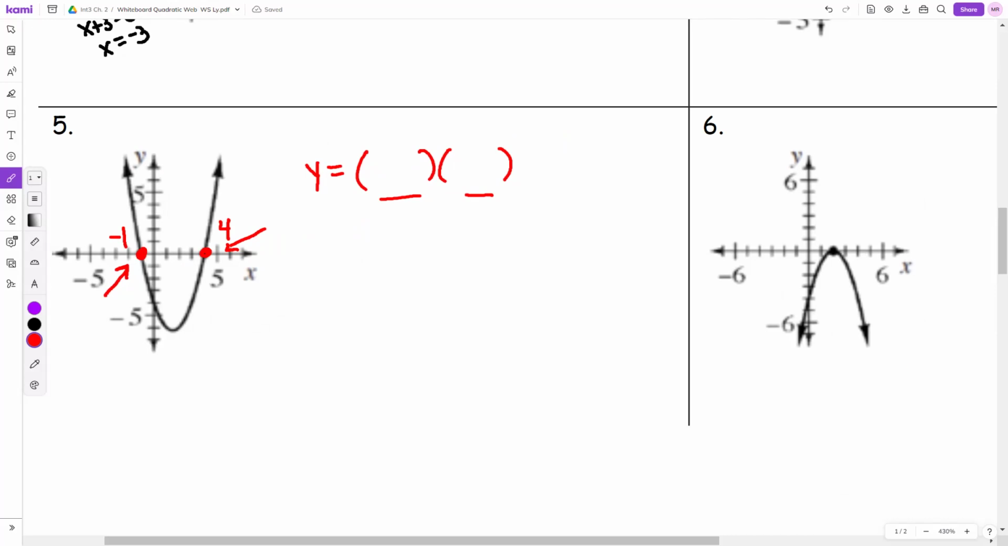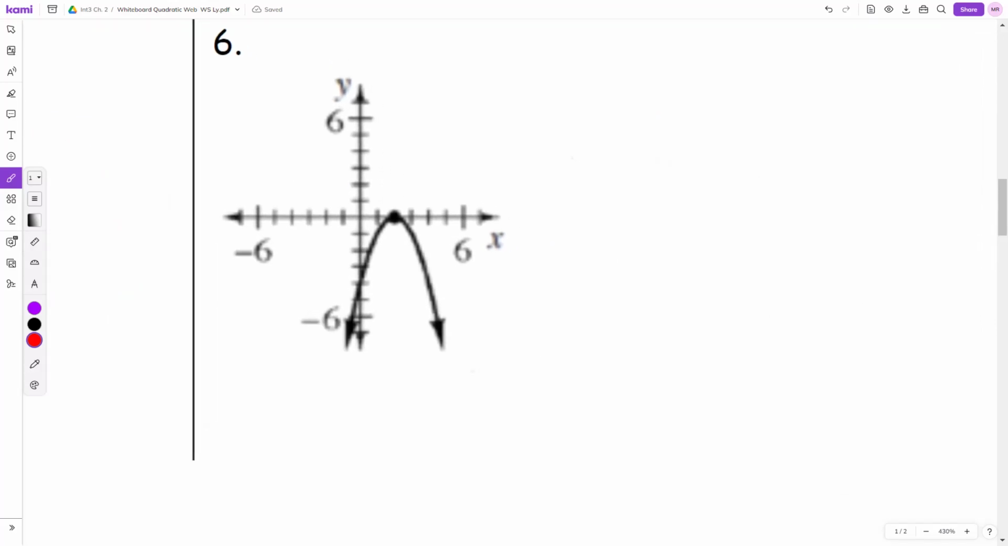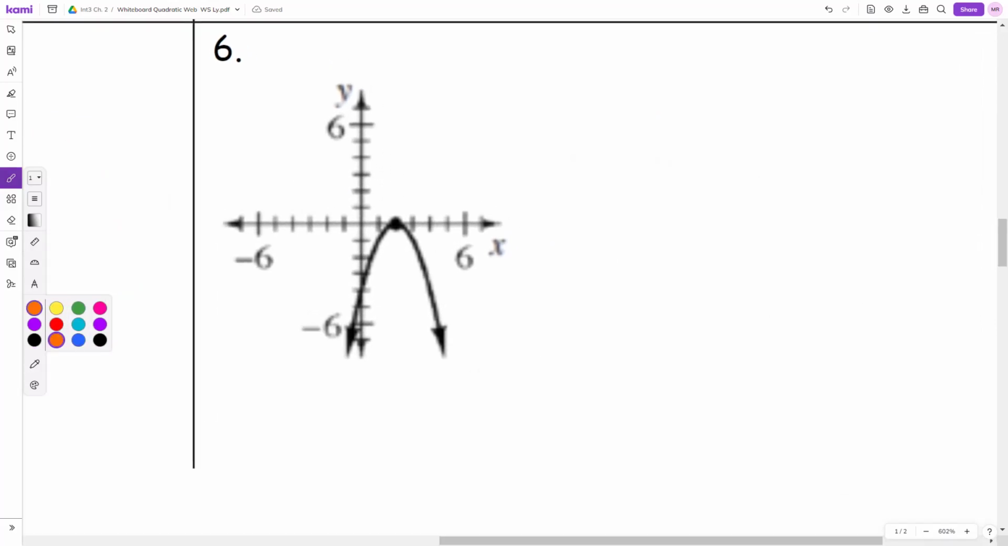On number 6, first off, this is opening down. So that means I'm going to have a negative in front of my equation for my parabola. Also, I have only one x-intercept, and that x-intercept is at +2. So what factor gave me a +2? The factor that gave me a +2 is an x - 2.